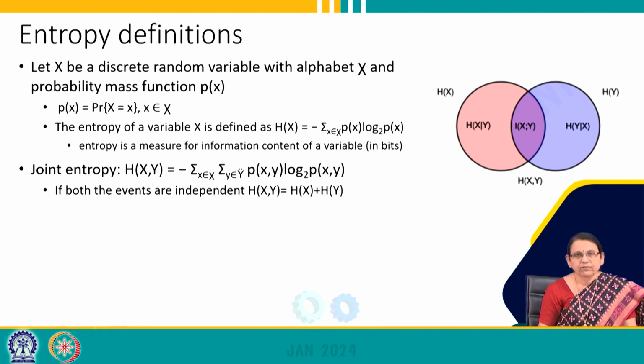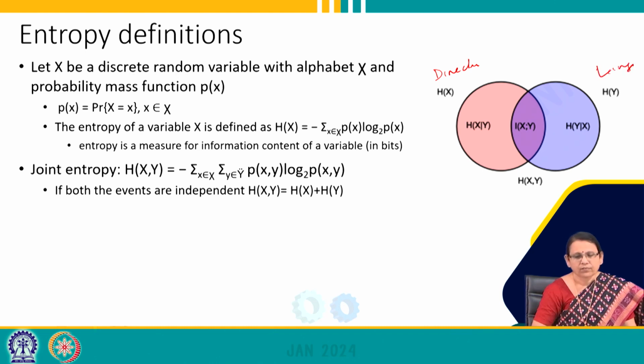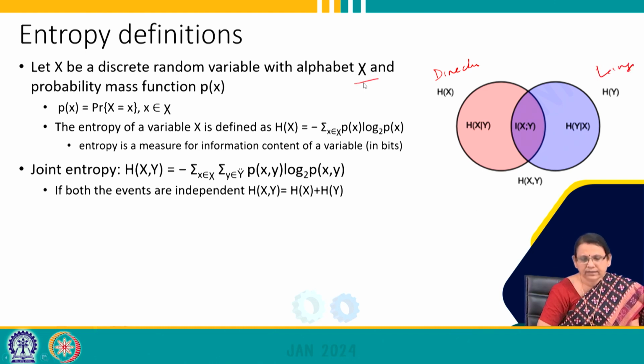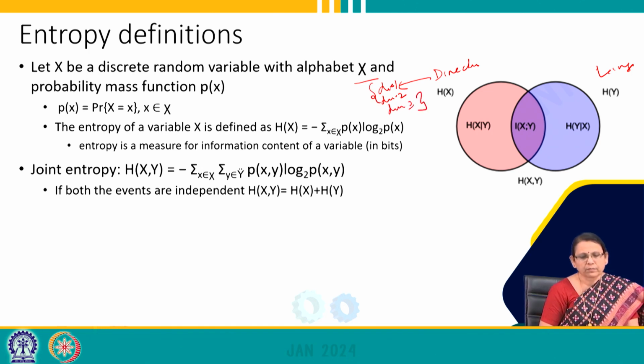How to derive this entropy? Now, let X be a discrete random variable with alphabet 𝒳 and probability mass function P(x). Try to remember our last example. In the last example, what was X? X was the variable director. There was another variable called language. Now, what is 𝒳, which we call the alphabet? In the case of director, the alphabet was director 1, director 2 and director 3. So, these 3 were my alphabet set.